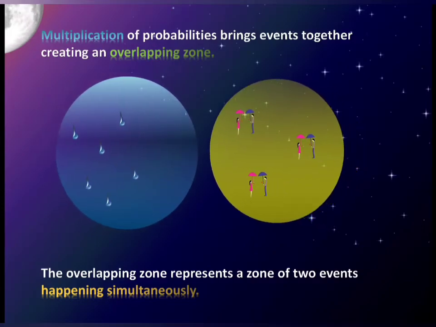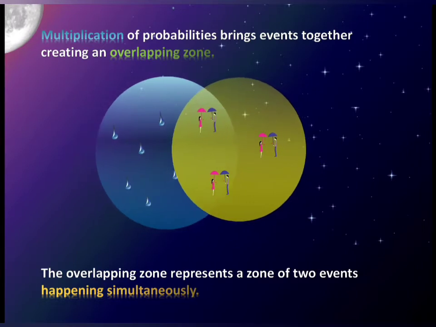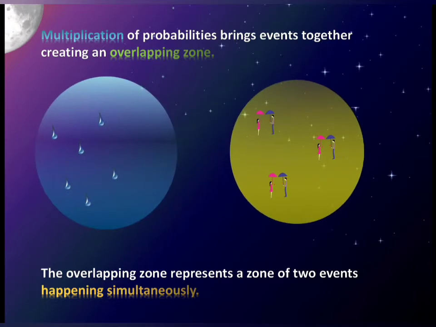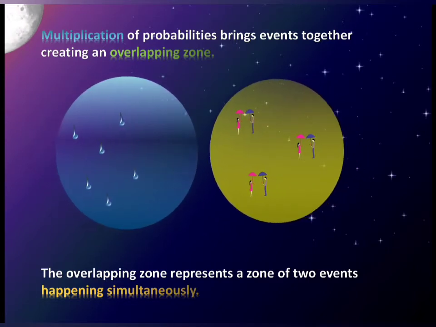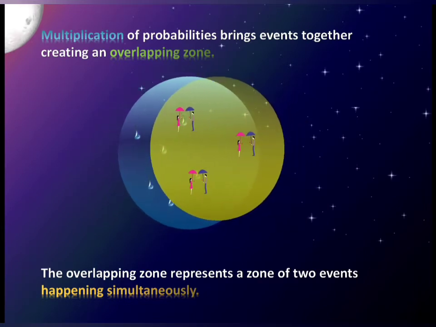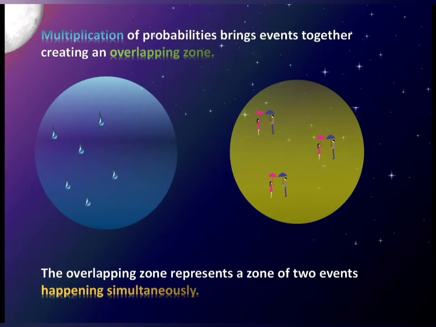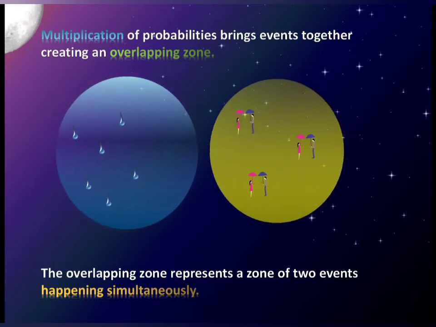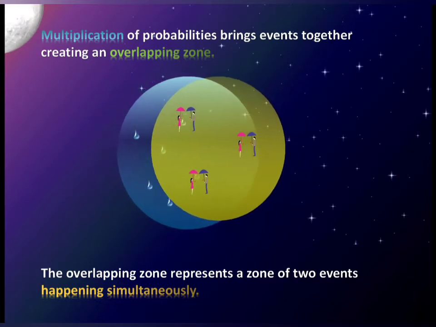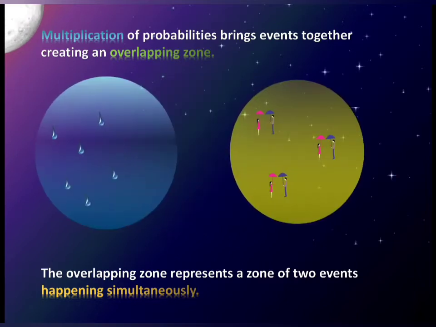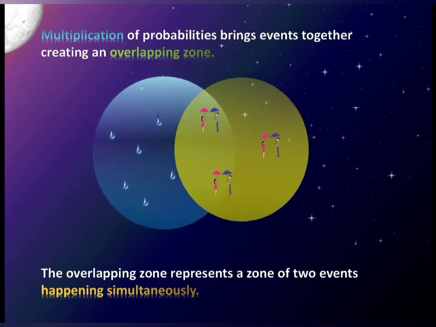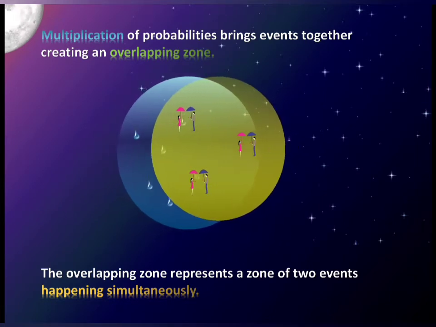If you understood these slides, these animations, you have understood probably the rest of the video to a great extent. Multiplication of probabilities means bringing together two events such that they form an overlapping zone. The overlapping zone is a zone where both the events are happening simultaneously. It's raining plus you're going out, for example. So multiplication of probabilities is bringing together two events such that they overlap.